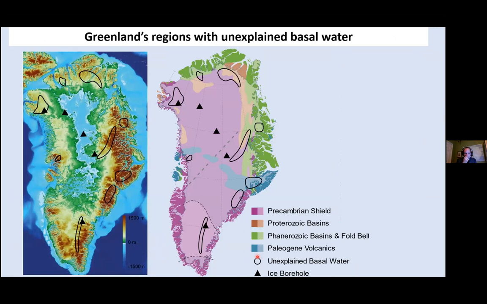So what I've done here is I've just mapped where these regions are. This is a BedMachine map, and I've just circled the regions that have this unexplained water, or at least unexplained radar signals that are being interpreted as water. And also here on the geologic map of Greenland.